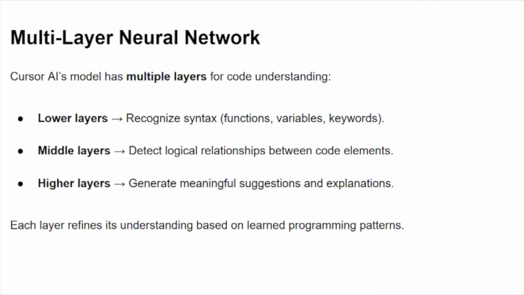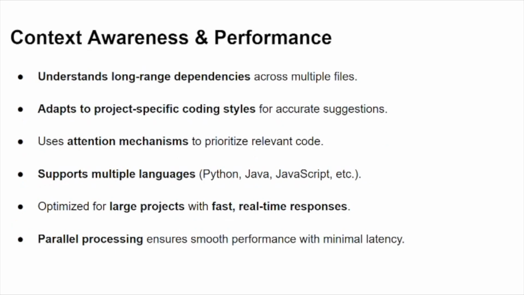The Cursor AI's model consists of multiple layers of neurons, where each layer learns different levels of abstraction. The lower layer focuses on understanding the syntax. Middle layer captures semantic meaning. Higher layer generates meaningful responses considering the broader context of the code. Context awareness and performance: here it adapts to project-specific coding styles for accurate solutions, optimized for larger projects. Parallel processing ensures smooth performance with minimal latency.